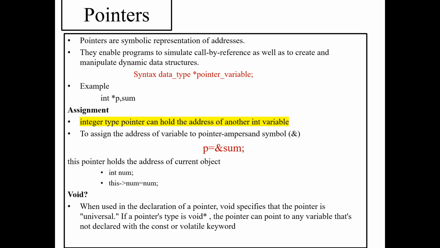Lastly, let's talk about void pointers. These are like universal adapters. A void pointer can point to any type of variable as long as it's not declared as constant or volatile. It's very flexible, but you have to be careful with it because the computer doesn't know what type of data it's pointing to.